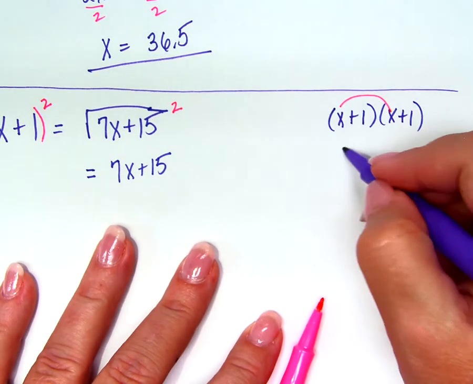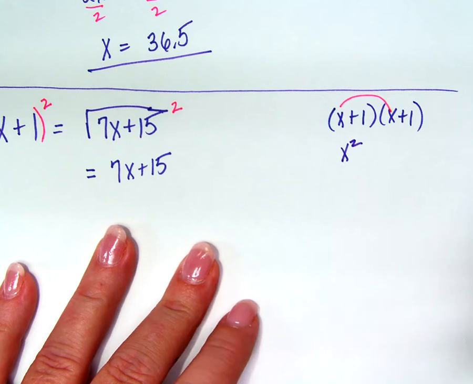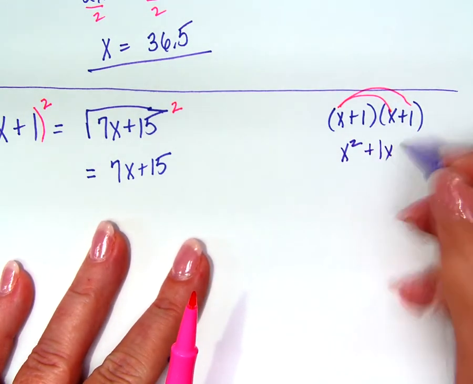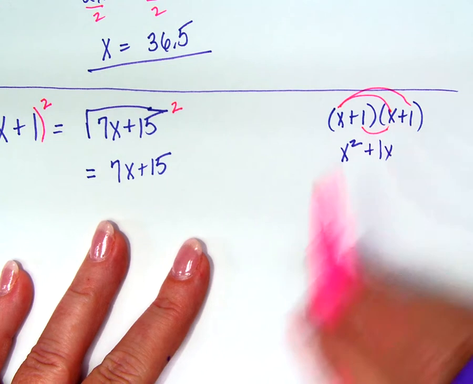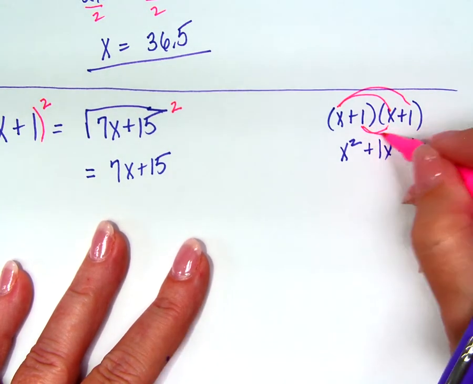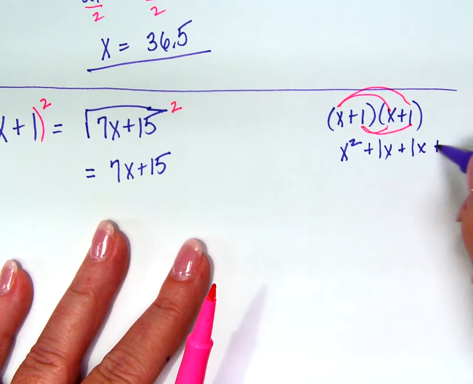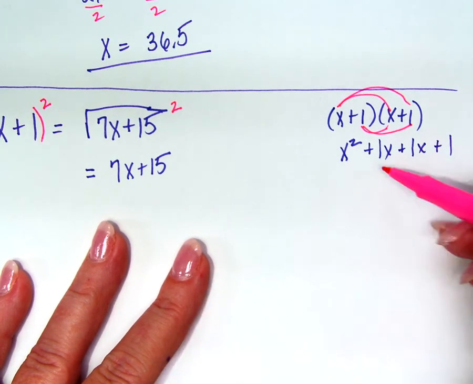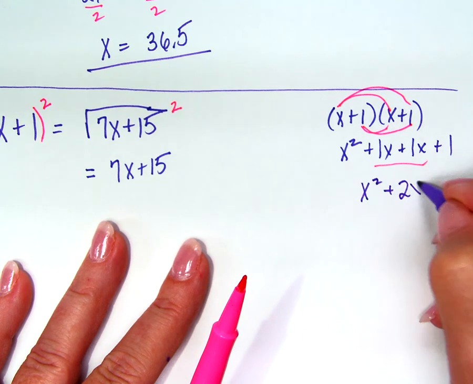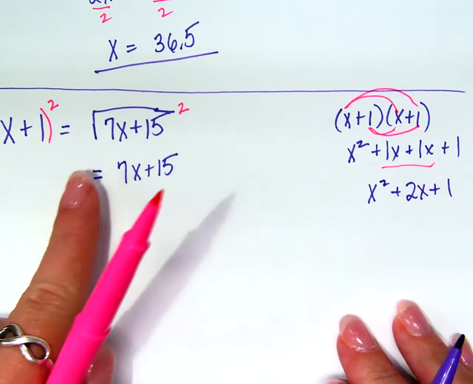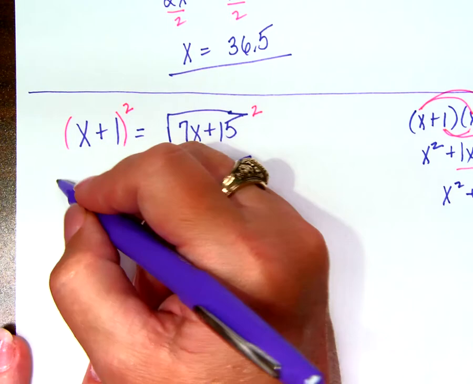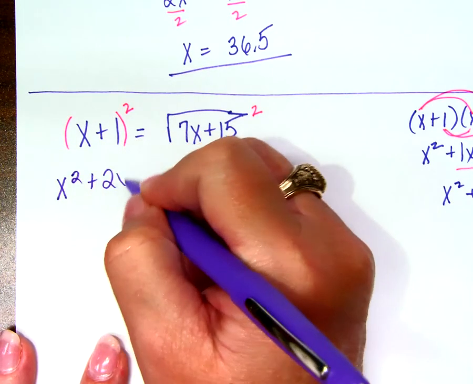X squared plus 1x plus 1x plus 1. If I combine my like terms, and that's what actually goes on this side of the equation, doesn't it? x squared plus 2x plus 1.